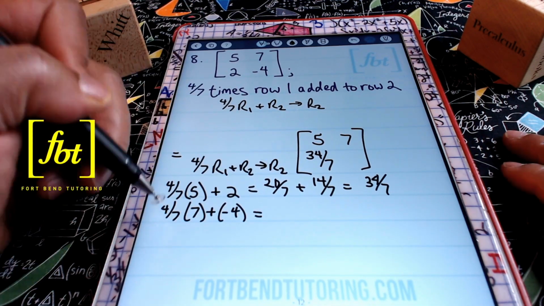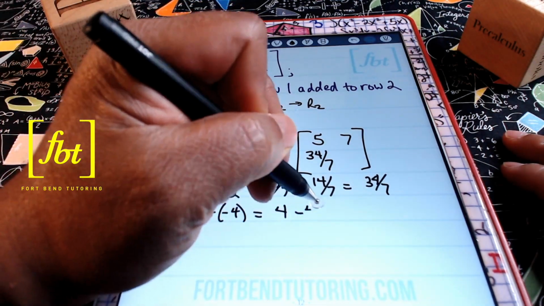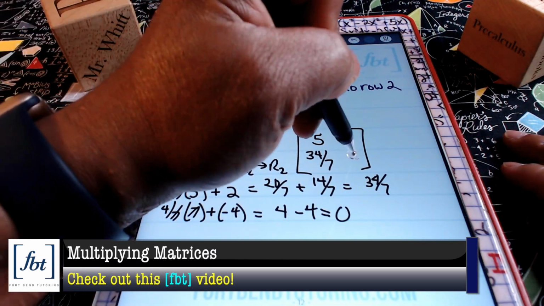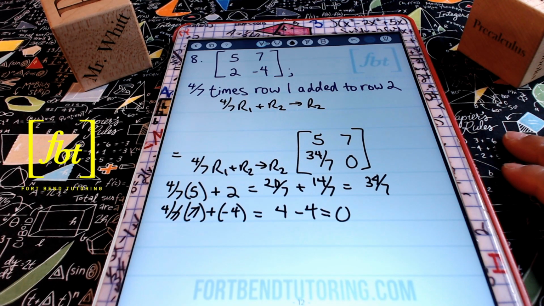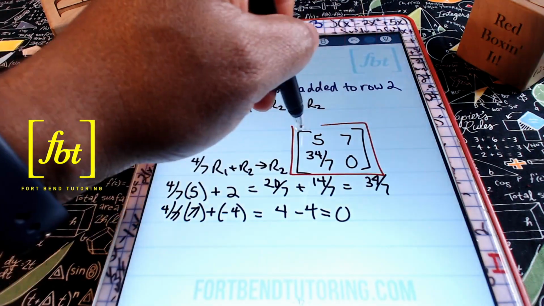For this element, your 7's will cancel out and you're left with 4 minus 4, which is 0. So here you end up with 0 for your final element in your resultant matrix. Red, box it, people. There you go.